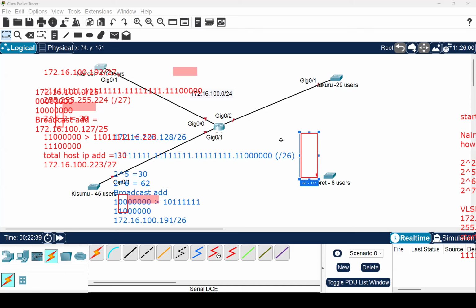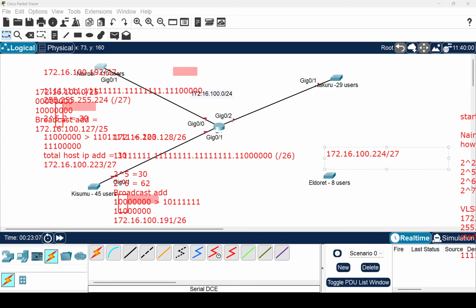For Eldoret, it's very easy. We only have 8 users. So we take our broadcast address from Nakuru, which was 172.16.100.223, and we add 1 to it. It becomes 224, and this one is /27.